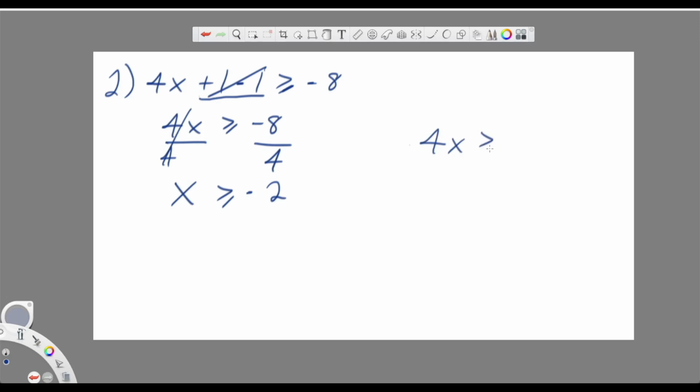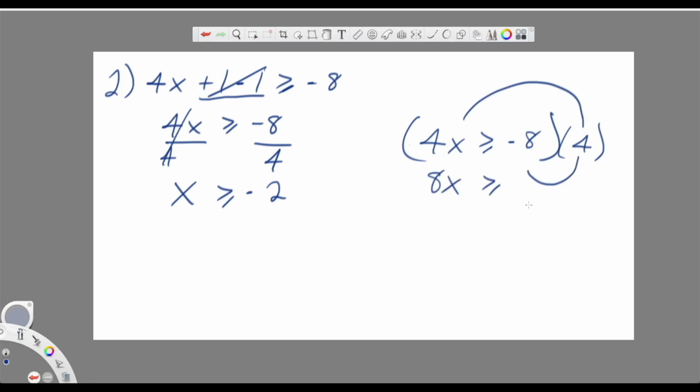One more thing I wanted to preface. Out of all things, why did we divide both sides by 4? Why couldn't it work if we just multiplied both sides by 4? We're going to have 4 times 4x, which is 16x. And we're going to have 4 times negative 8, which is going to be negative 32. And you see, we didn't successfully cancel anything out.